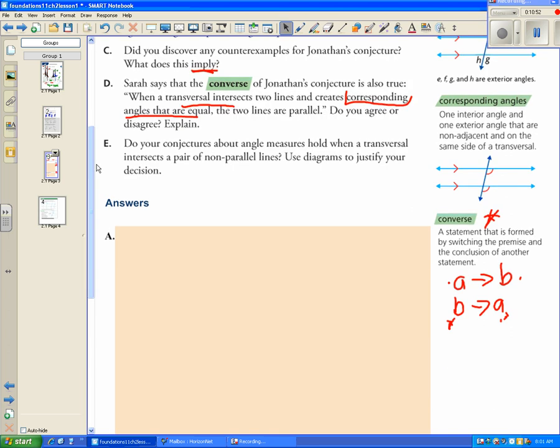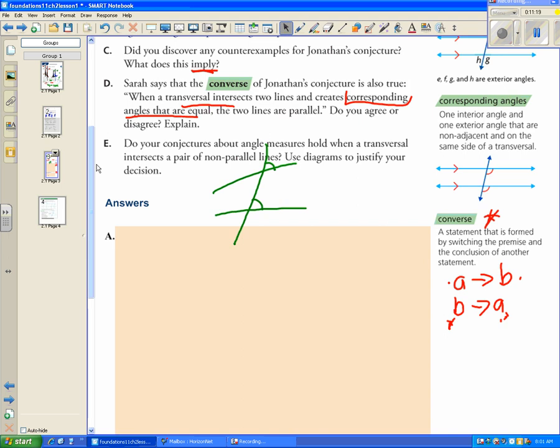To use your conjecture about angle measures, so that corresponding angles are equal, hold when a transversal intersects a pair of non-parallel lines. So if we drew two lines that are obviously not parallel, and we drew a transversal, are those corresponding angles going to be equal? We can tell just by looking at it that it's not. So no, this is not true.